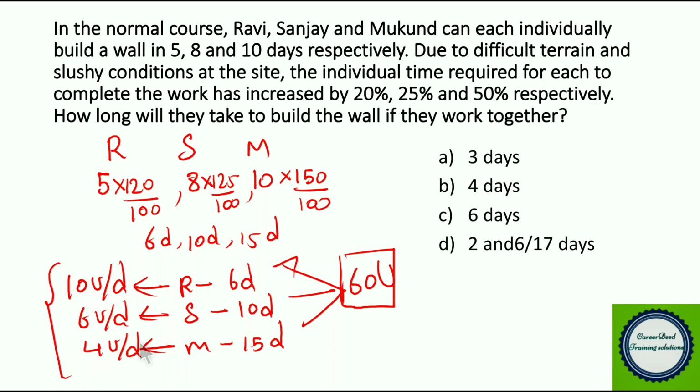And totally, how many units can they complete in one day? 10 plus 6 plus 4, 20 units in a single day. So if they all work together, they could complete 20 units in a single day. So the 60 units will be completed by all these 3 persons with 20 units efficiency in how many days? 3 days. So this becomes your answer. So the answer for this question is option A, 3. Hope you understood how to solve this problem, right?